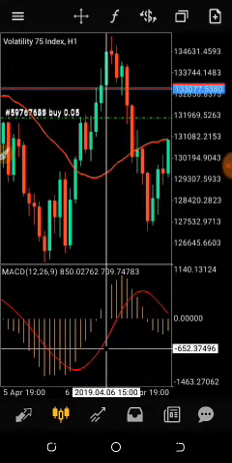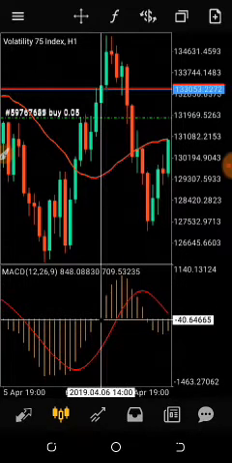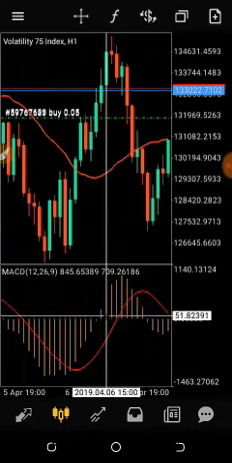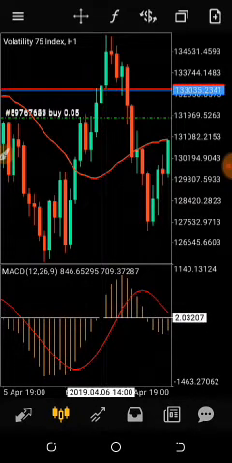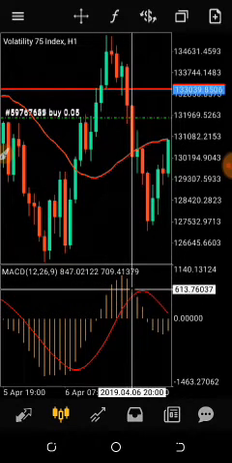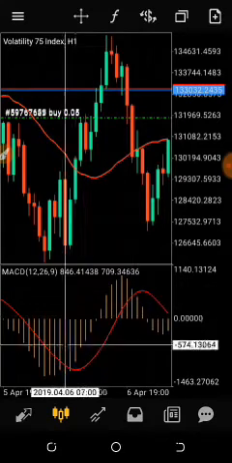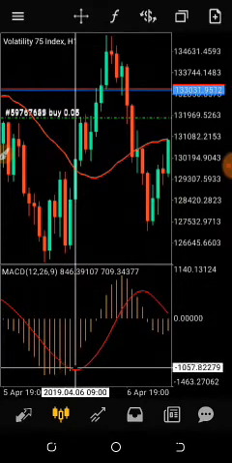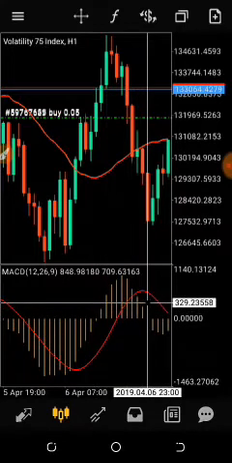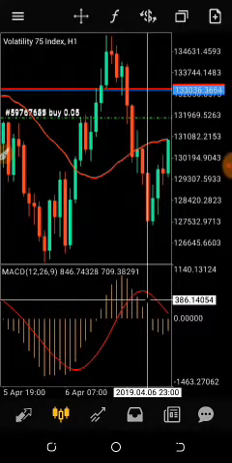Now these are the two ways we can use MACD. We can take a buy trade when the histogram starts trending above the 0 MACD line. So this is where we could take a buy trade, and that is it. We can also take a buy trade if the histogram is above the signal line. When the histogram starts rising above the signal line, we can take a buy trade.